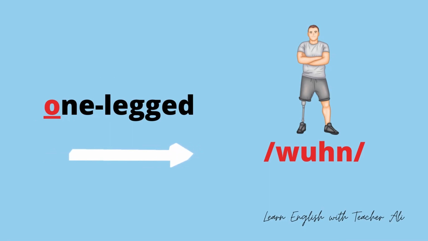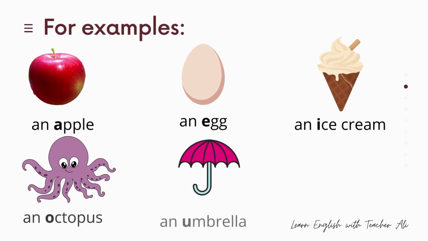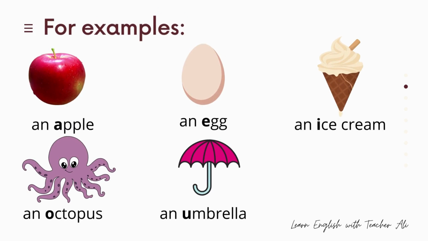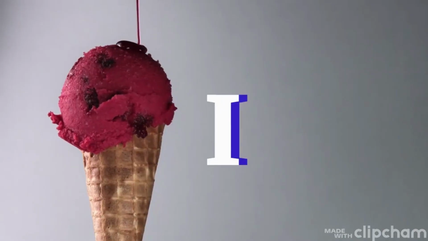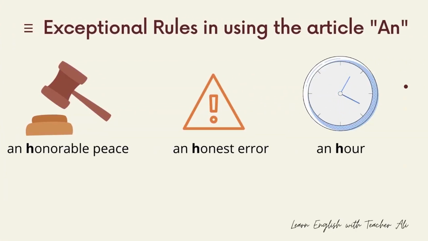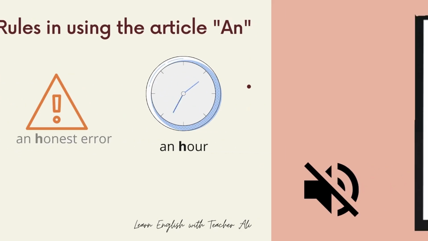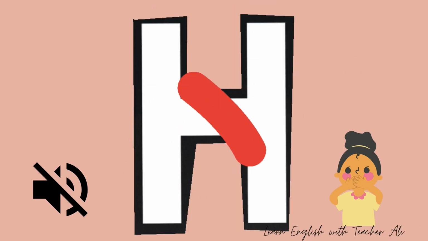The article an can be used with those words that begin with vowel sounds. For examples, an apple, an egg, an ice cream, an octopus, an umbrella. In using the article an, sometimes the letter H in a given word may sound as a silent letter. For examples, an honorable peace, an honest error, and an hour.